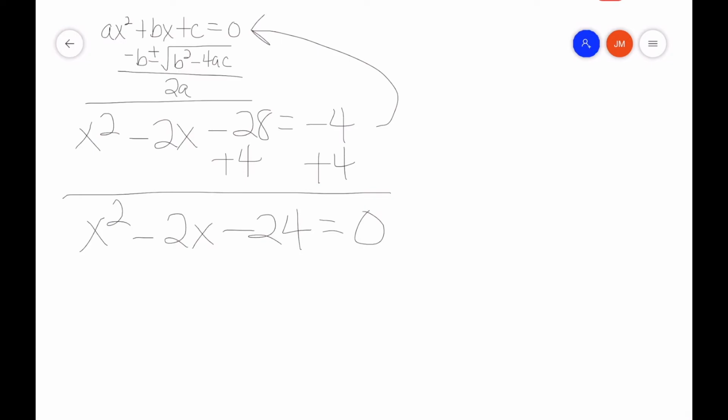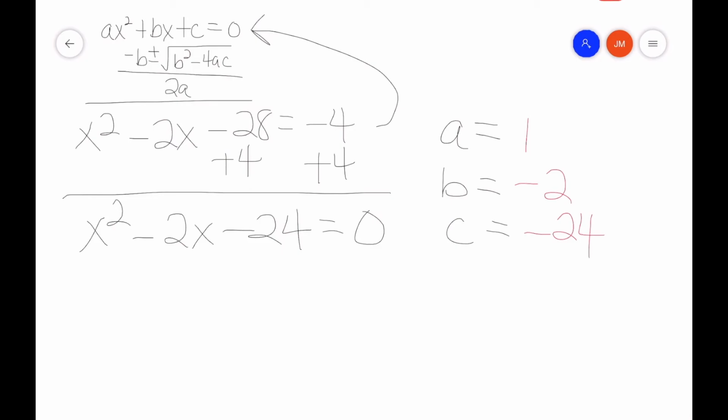And from here we can write our values for a, b, and c. A is the value of the coefficient for the x squared term, which we know is 1. B is the value of the coefficient for the x term, which is negative 2. And c is our last value here, which we see is negative 24.